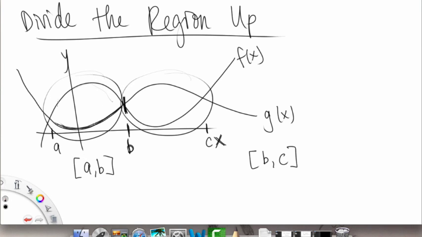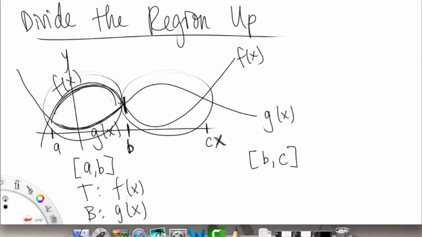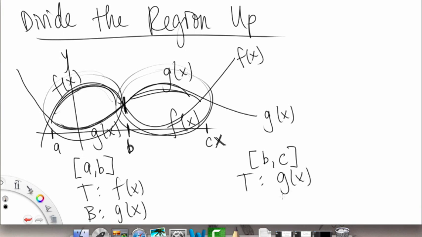So which one is on the top? We see our top function actually being the f of x, right? So this is f of x up here, and on the bottom is our g of x. So top is f of x, okay? And bottom is g of x then, all right? And then for the next subinterval, B to C, we have g of x as the top function, and the bottom function is our f of x, okay? So top is then g of x, and the bottom is our f of x, okay?